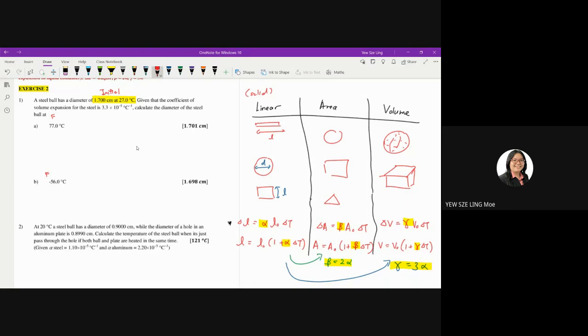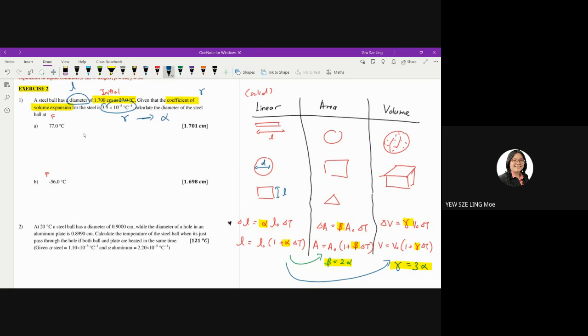Now, the question would be, how are you going to calculate it? If you look at the question, it is a bit tricky. Why? Because the question gives you the diameter. Like I told you just now, diameter is under the linear expansion category. But then the question gives you the coefficient of volume expansion, gamma, which means you cannot use this value. You need to change it into alpha.